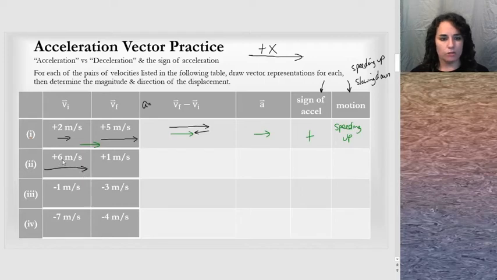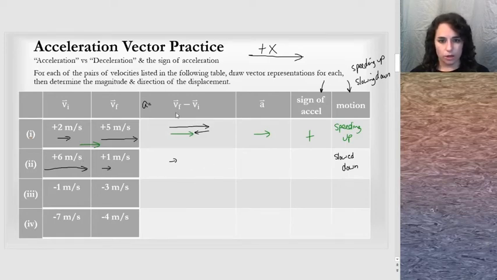I'm originally traveling at 6 meters per second, and slow down to 1 meter per second. So let's do v final minus v initial. I definitely slowed down, right? I can write that out here before knowing any of this, that it slowed down, right?